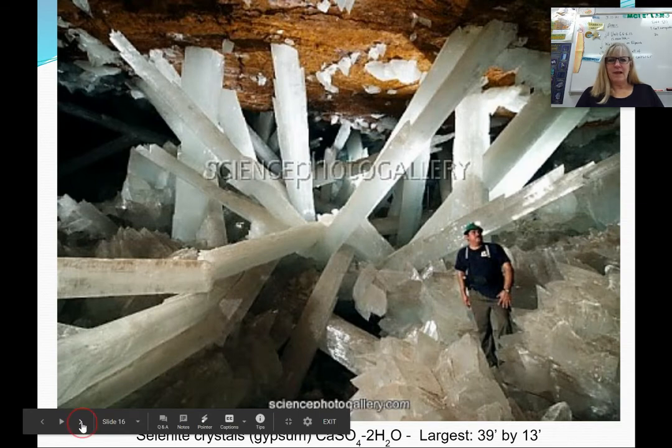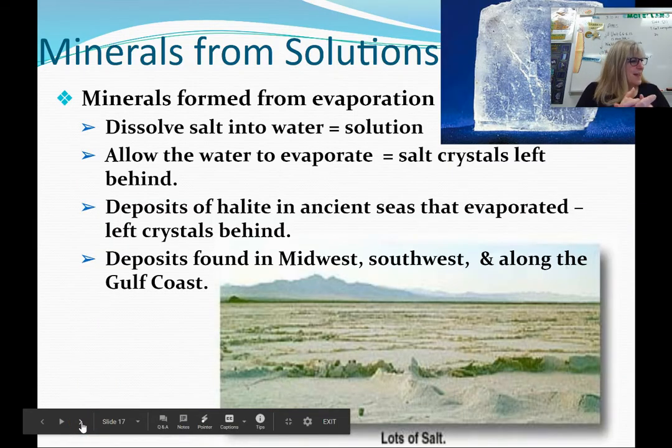And I just can't even imagine seeing a crystal that big. Okay. All right. On to number 13, minerals formed from evaporation.